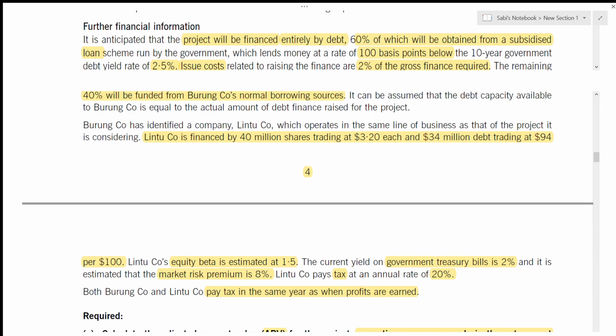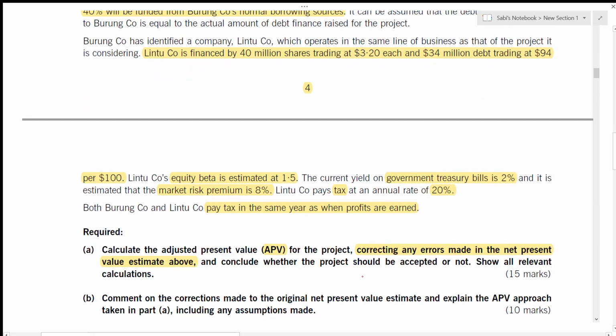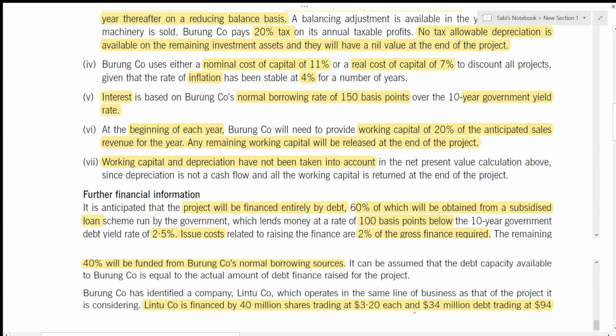So now, let me read the requirements. Let me see whether whatever I have understood is correct or not. Calculate adjusted present value, correct the errors made in the net present value, conclude whether the project will be accepted or not. Second, you have to comment on the corrections made, explain the APV approach which we used, and any assumptions made. So first we'll go through A. Right, before I show you the answer, let's work on this. This is because the calculation part, how they have got it, they didn't show you, they just show you the final calculations, right?